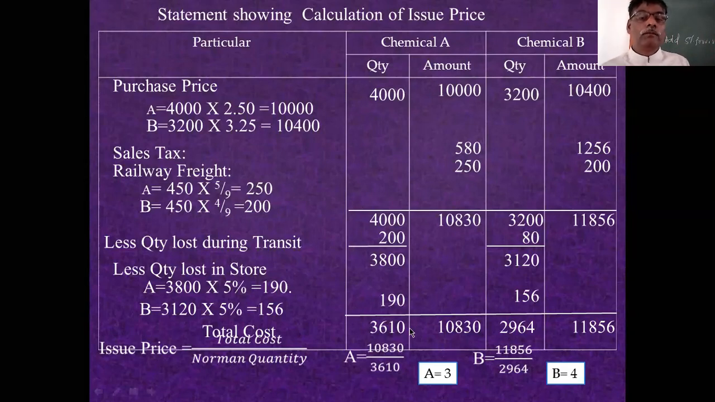You prepare this table. How to prepare it? Your answer at the last is 3,800 here. And this amount is 11,371.5. Clear? And this is 3,120 here. In amount, add the amount and the amount is 12,448.8. Okay. Then you divide the amount by quantity, you will get the answer. Second method. Clear? Any doubt?